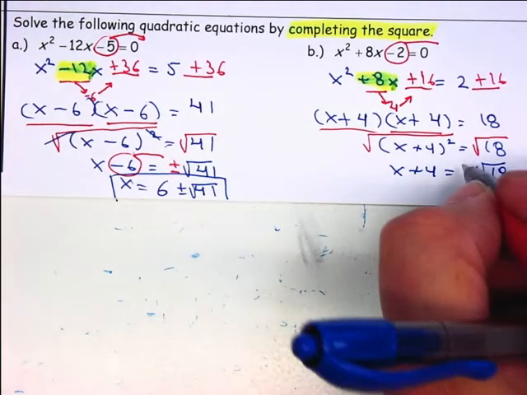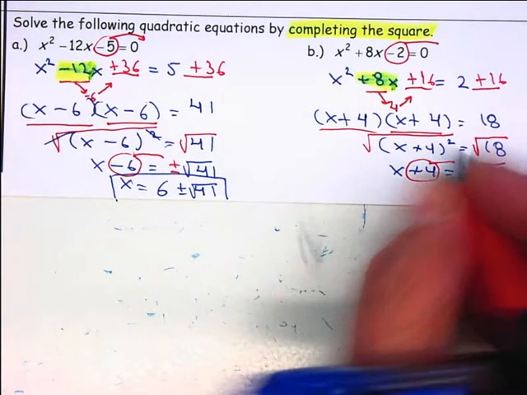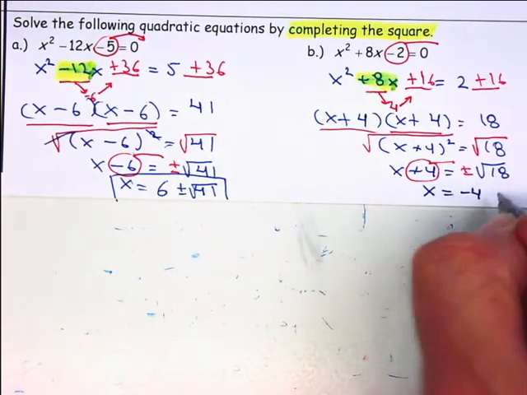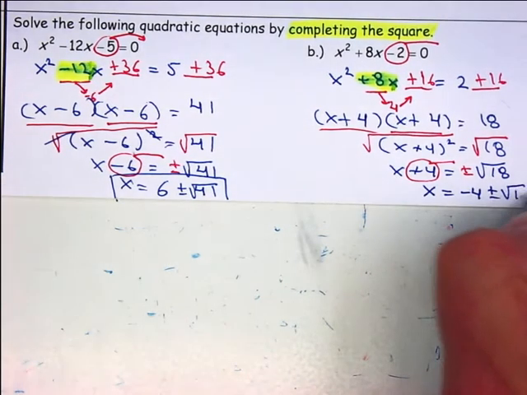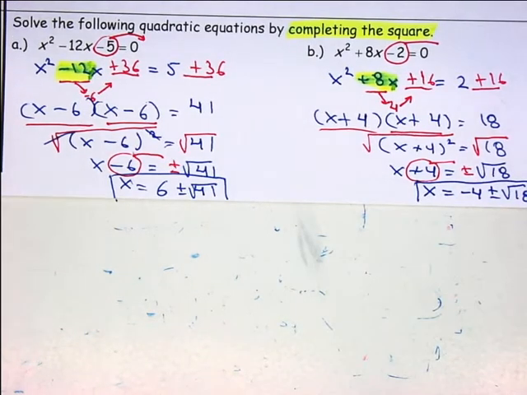And let's not forget your plus or minus. Move my 4 to the right. It's going to become a negative. x is equal to negative 4 plus or minus the square root of 18. So that's how we can complete the square.